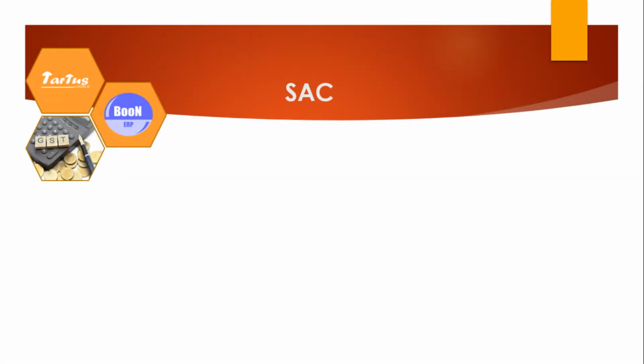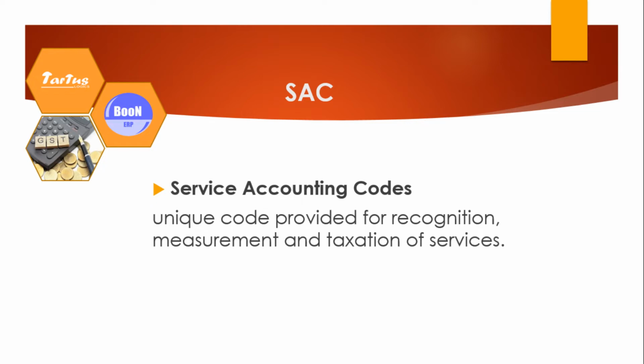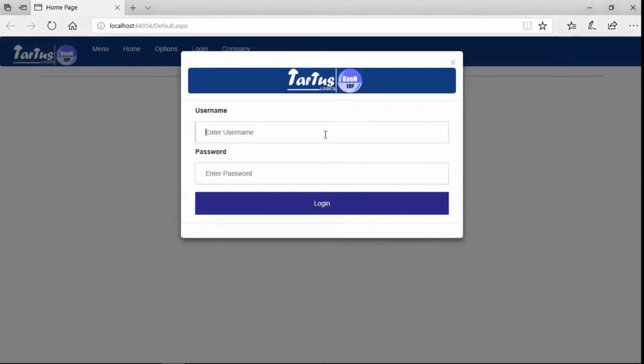The second master requirement is SAC. SAC is the abbreviation for Service Account Codes. Similar to HSN, it is a unique code provided for recognition, measurement and taxation of services.